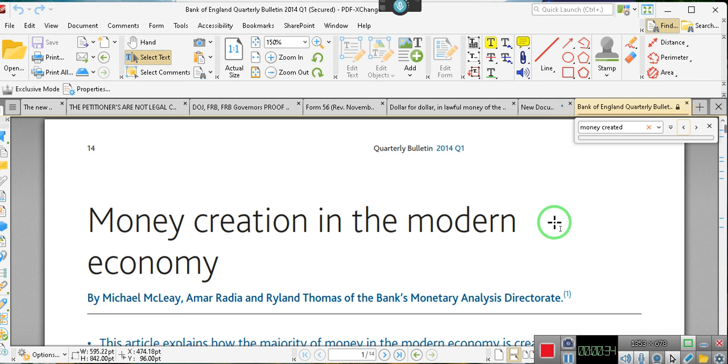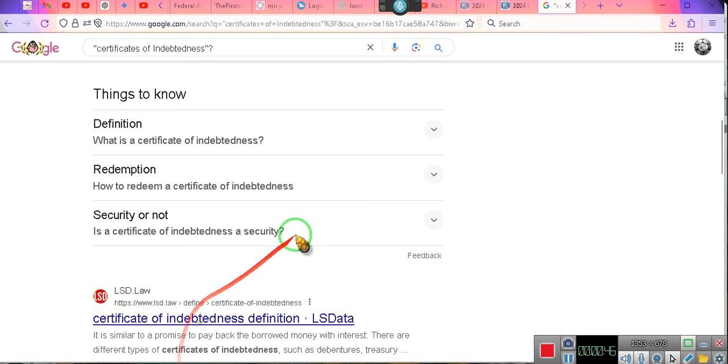It starts on page 14. What we're going to have you do is type in the phrase in a search for the document, money created. Now, let me show you how to find this document. We got SECURITIES from the kids.